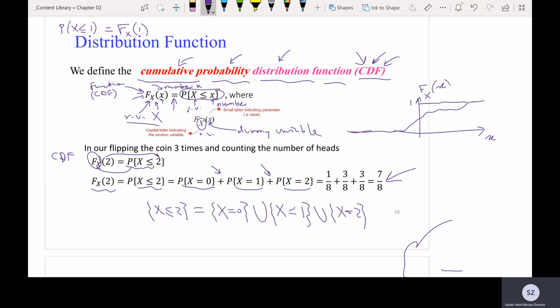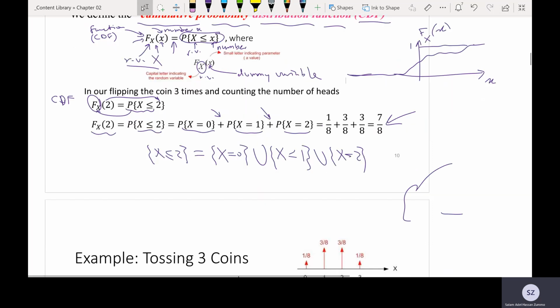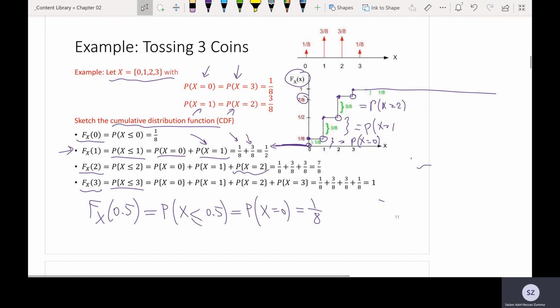Okay, and we gave the example of tossing the 3 coins. We have 8 outcomes, right? And we define the random variable as the number of heads. So it takes the values 0, 1, 2, or 3. The value 0 has probability 1 over 8, 3 has probability 1 over 8, and 1 and 2 have probability 3 over 8.